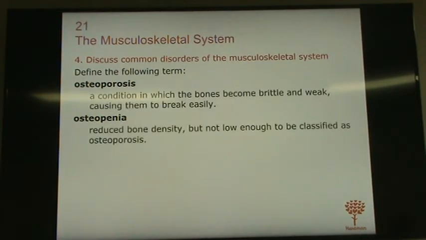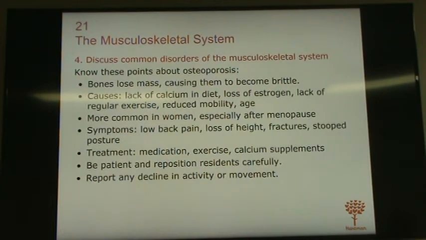Osteoporosis, osteopenia, they mean the same thing. That's when bones become weakened, brittle, break easily, because they are not eating well, the bone is losing calcium and phosphorus, so it breaks easily. Osteopenia, the density of the bone reduces. Points about osteoporosis: bone loses mass, causing them to break easily.